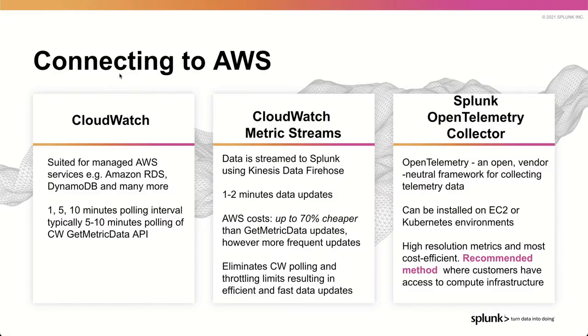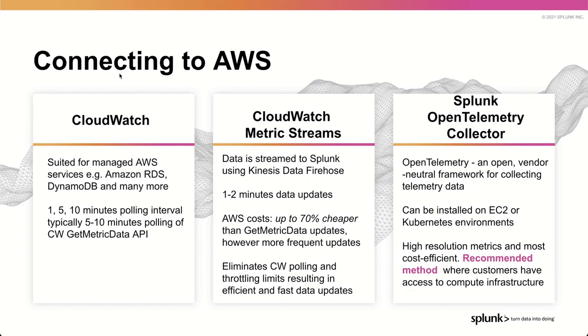So looking at the most common methods of getting data into Splunk, customers typically use a combination of these. We'll talk about these connections and we'll see that in action by connecting my Splunk infrastructure monitoring org to AWS. Starting with CloudWatch. As I mentioned, CloudWatch is ideally suited for managed AWS services such as RDS, DynamoDB, and there are many more AWS services managed by AWS. It will have 1 minute, 5 minute, or 10 minute polling intervals. Typically, customers use a 5 to 10 minute polling interval for the GetMetricData API.